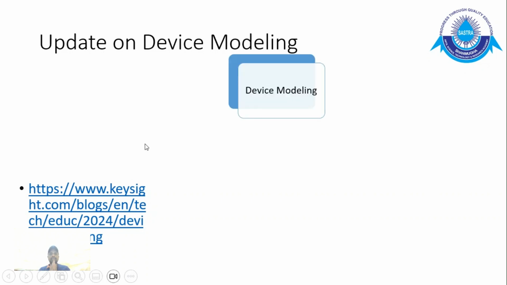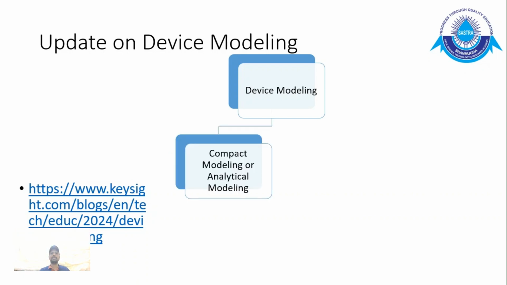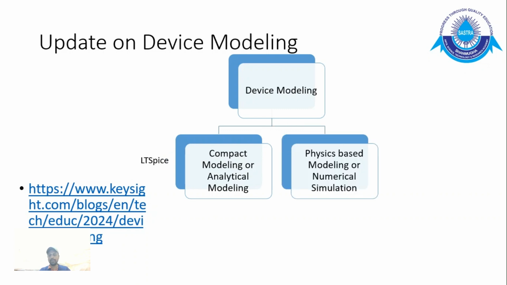So what is the difference? It is modeling. They are calling it device modeling itself. In the modeling, we're going to have two categories. I told you there are two types of modeling, right? You guys remember, right? One is compact modeling, and the other one is numerical simulation, or what Keysight calls physics-based modeling. I think this is a better way to classify them. So let's have this way.